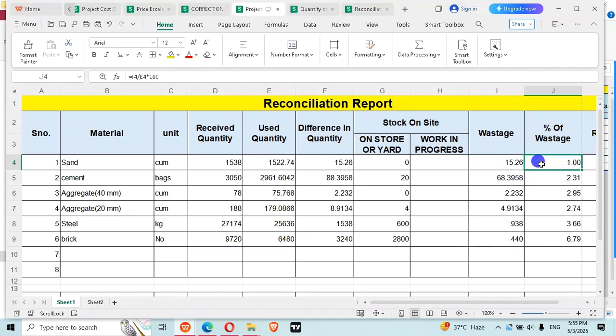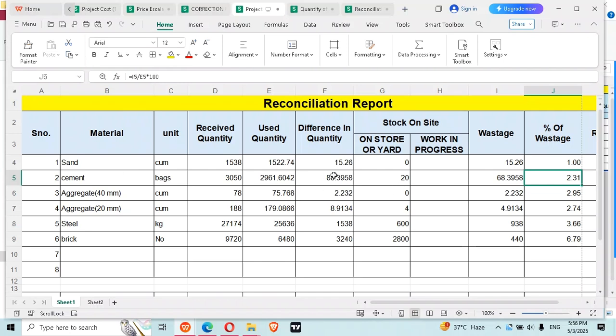Now I am coming to the percentage of the wastage. Let me calculate this one for you. What I should do is divide the wastage by the used quantity, and multiply it by 100. You can see here it is only 1%. Scroll it down, you can calculate for all of them. So our reconciliation report is ready right now for this material.